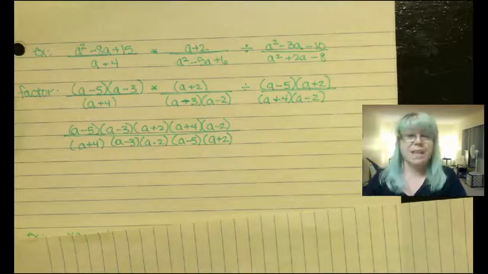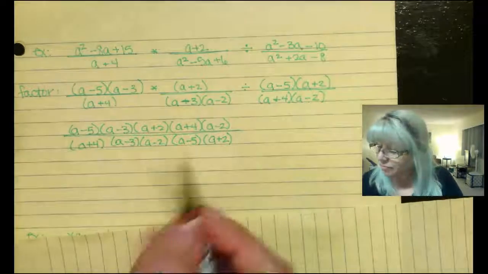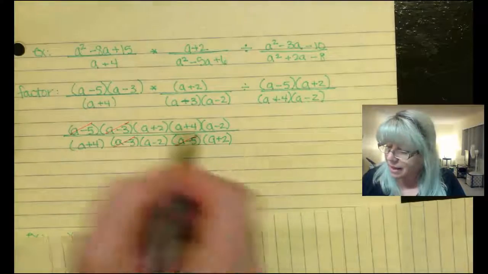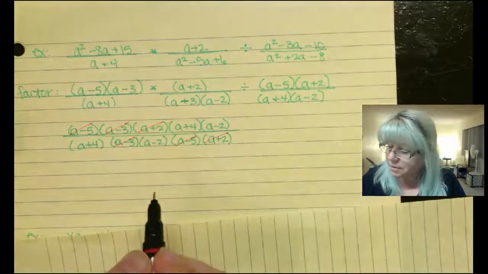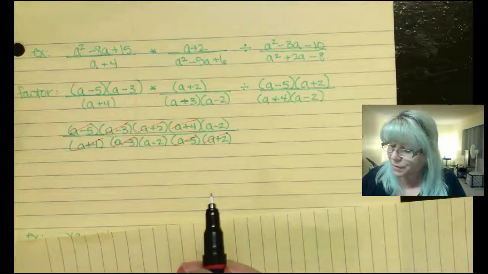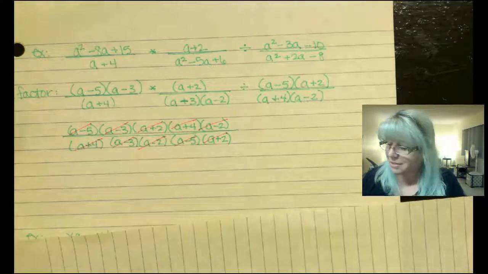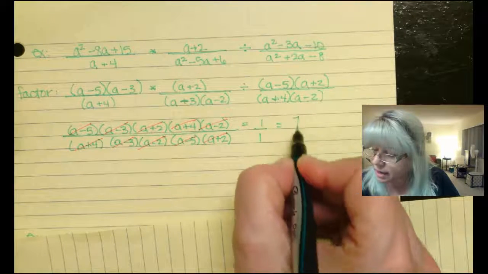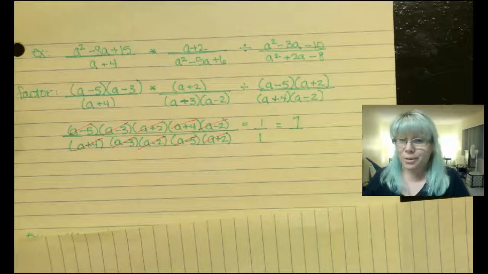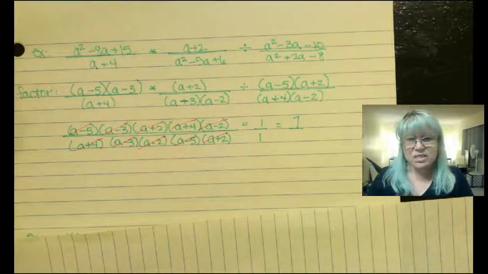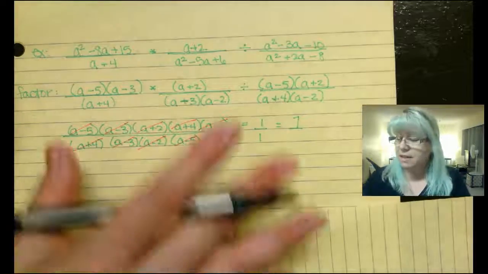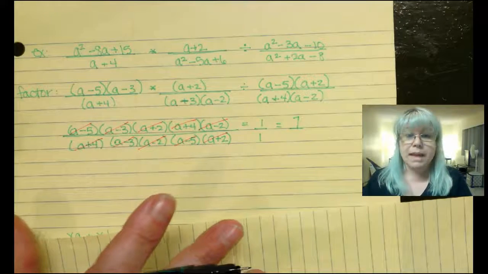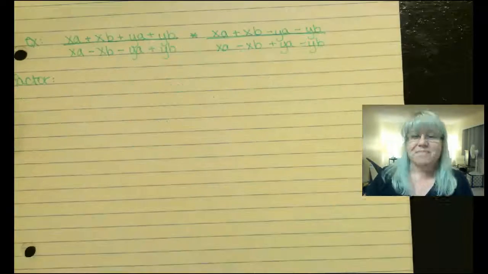All right, now it's time to reduce. A minus 5, a minus 5, a minus 3, a minus 3, a plus 2, a plus 2, a plus 4, a plus 4, a minus 2, a minus 2. This whole thing is a 1 over a 1, which is a 1. Wow, a lot of work for just 1. Kind of cool, too. It looked like a big fat mess in the beginning, but it all ended up multiplying to 1. Kind of cool. All right, let's try another problem.